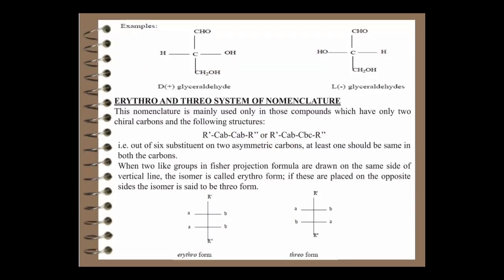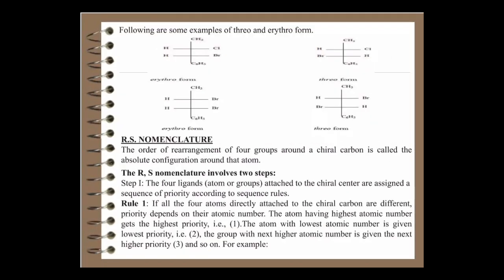Next, the erythro and threo system of nomenclature. This nomenclature is mainly used only for those compounds which have only two chiral carbons. When two like groups in the Fischer projection formula are drawn on the same side of the vertical line, the isomer is called the erythro form. If these are placed on opposite sides, the isomer is said to be the threo form. These are the examples of threo and erythro forms.